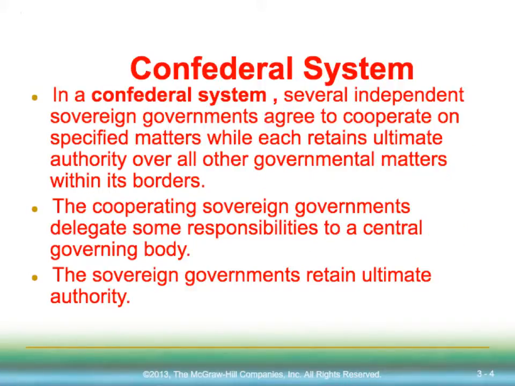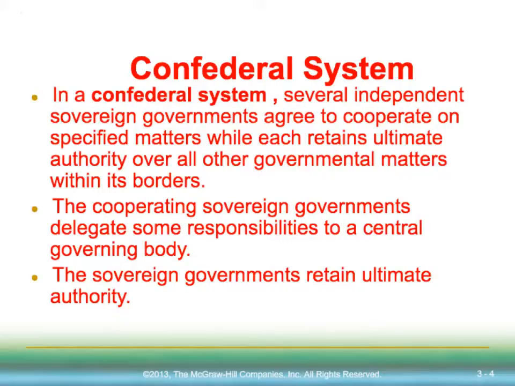In a confederal system, several independent sovereign governments agree to cooperate on specified matters while each retains ultimate authority over all other governmental matters within its borders. For example, taxation and army matters are each dealt with on a state basis in a confederal system. The cooperating sovereign governments delegate some responsibilities to a central governing body, like I mentioned earlier.